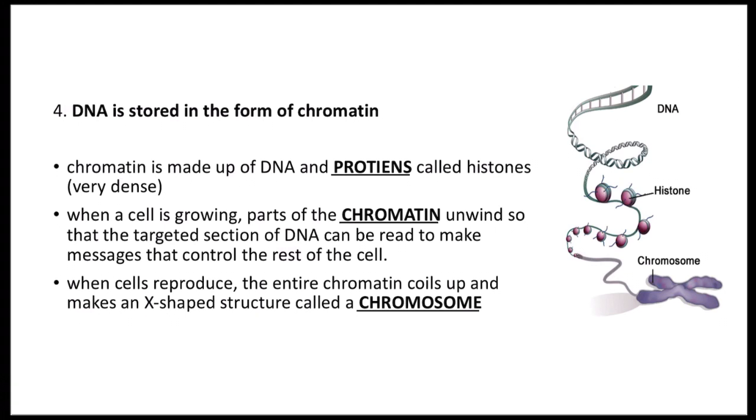And then when cells reproduce, the entire chromatin is coiled up, and this forms an X-shaped structure called a chromosome. So this is what you were familiar with from Science 9, where the chromatin, which again contains those histone proteins, folds on itself really, really tight to form that signature X shape.